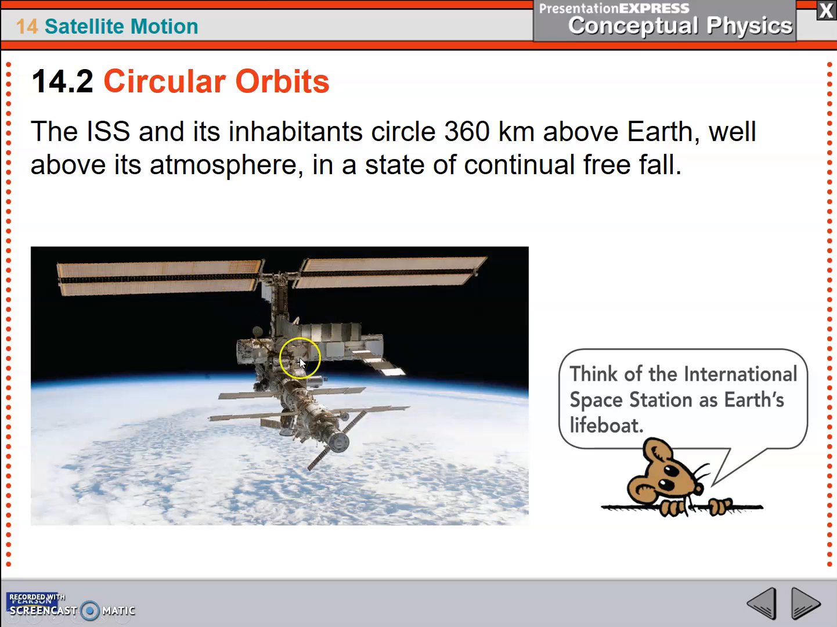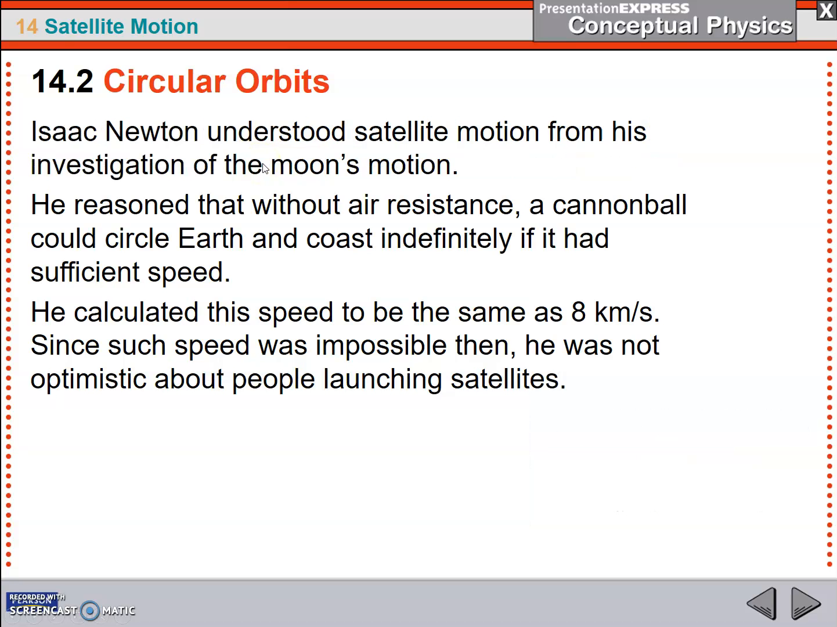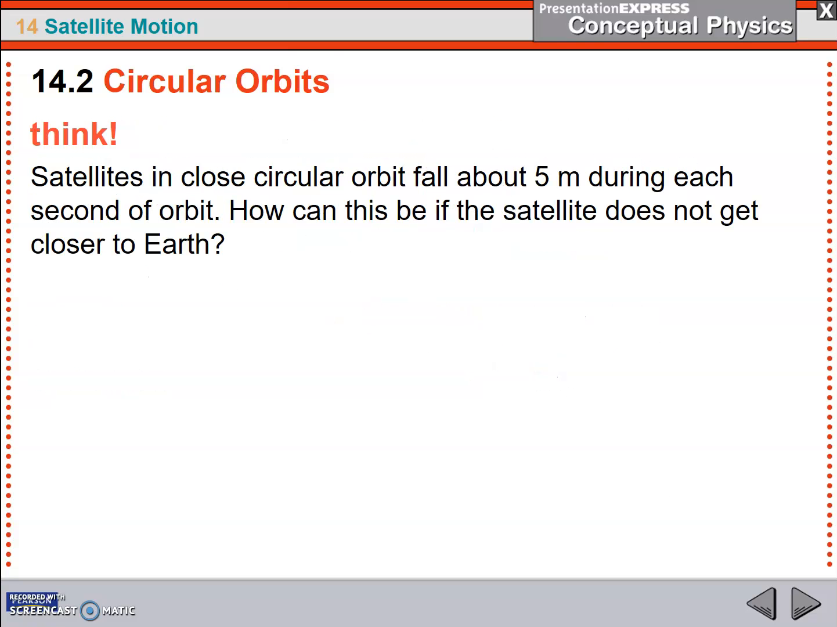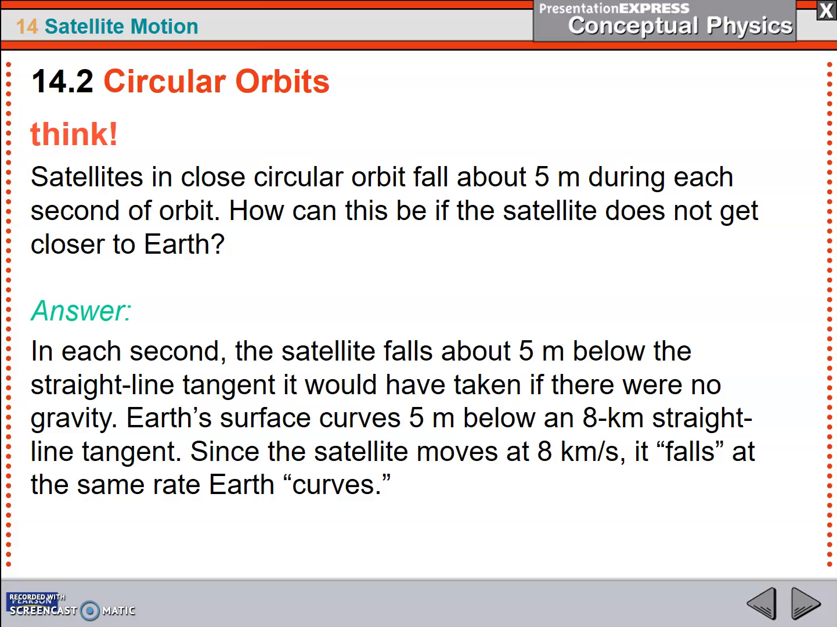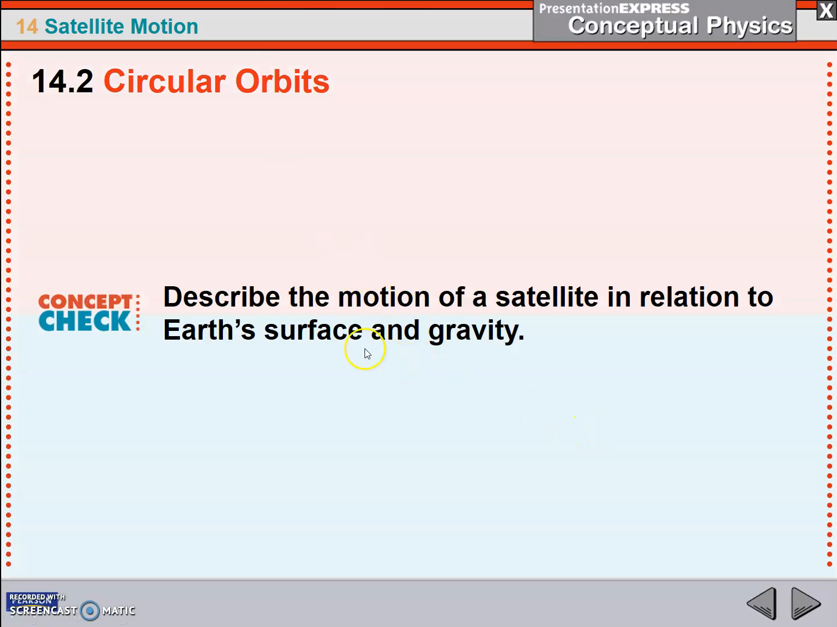So the International Space Station, ISS, there's a picture of it. And this is a pretty recent picture because it has a lot of the structure in there. It's 360 kilometers above the Earth, so it's way above the atmosphere. We talked about all that already. So, describe the motion of a satellite in relation to Earth's surface and gravity. That's what we just did in circular orbits.